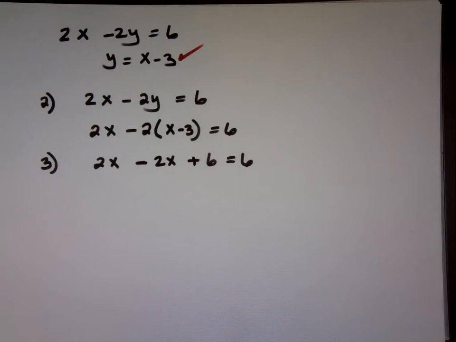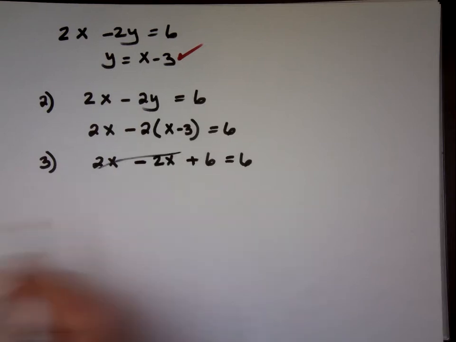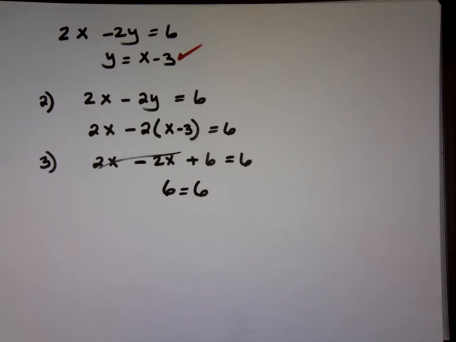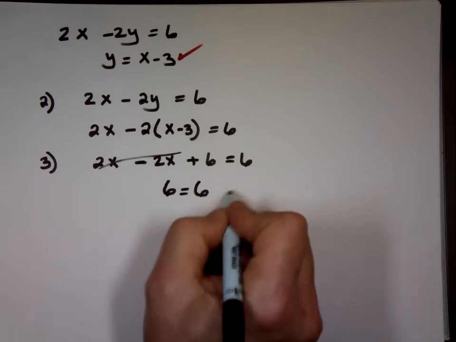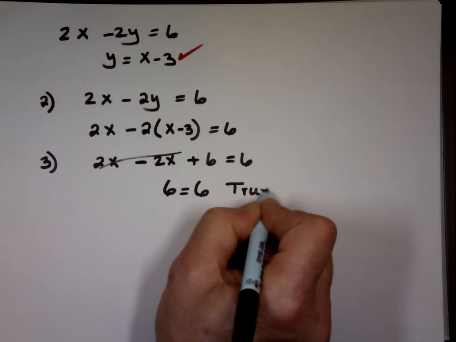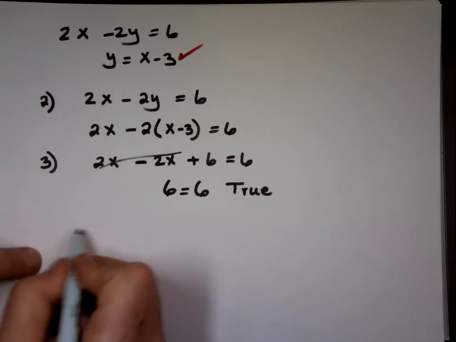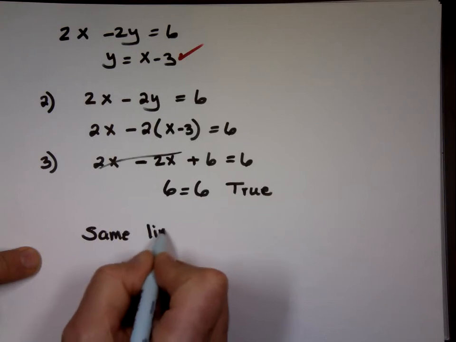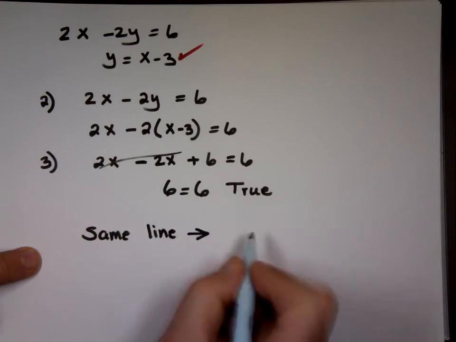What is 2x minus 2x? 0. 6 equals 6. How often does 6 equal 6? Every time. Every single time. That's a true statement. If it's a true statement, that tells you we have the same line when you graph it. And if you have the same line, that means you have infinite solutions.